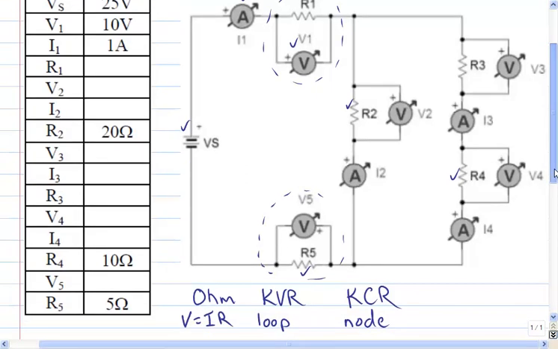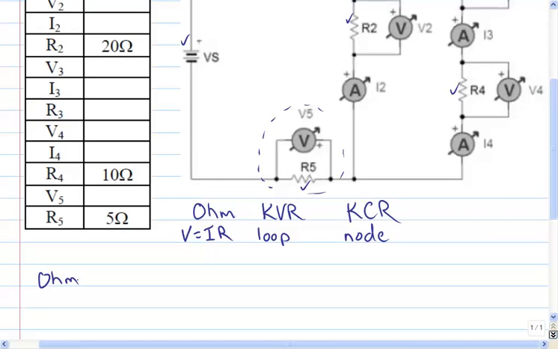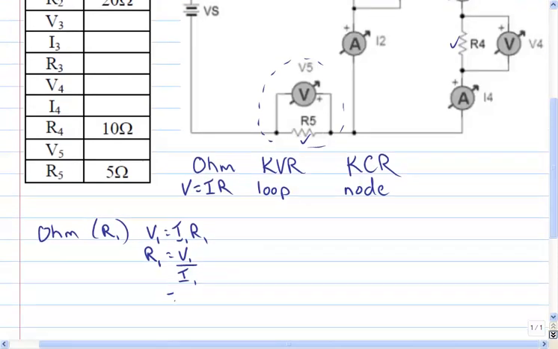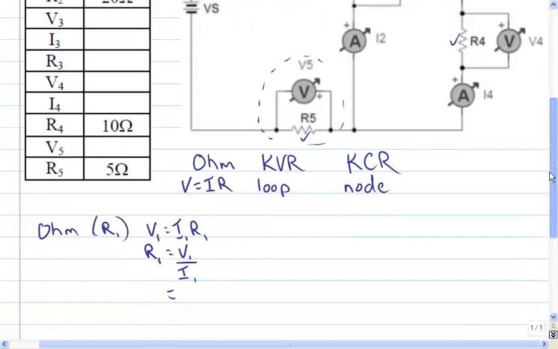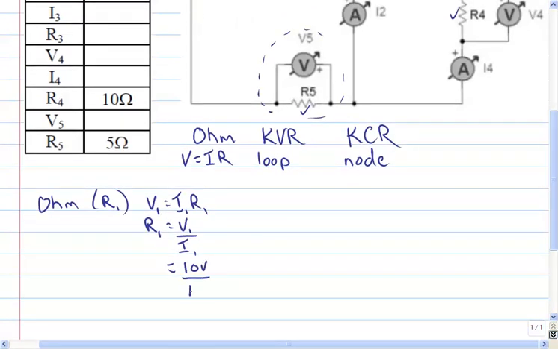So if I use Ohm's law on R1, I know that V1 equals I1 R1. I know the voltage and the current, so I'm going to solve for R1. So it's V1 over I1, and I believe V1 is 10 volts, I1 is 1 amp. So I've got 10 volts over 1 amp. So R1 is 10 ohms. I can go put that into my table.